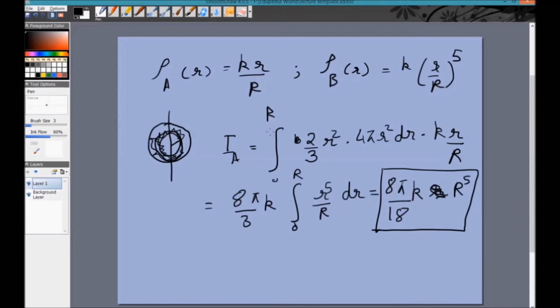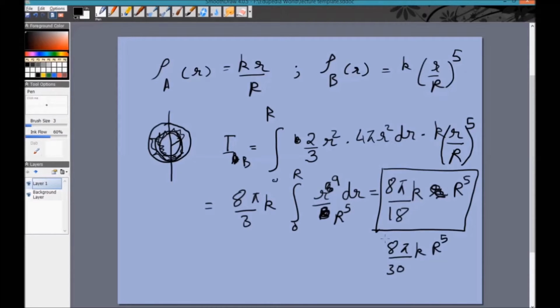Now for the second one, all that will be different. If I were to just change it right here, IB, this will be r by R to the power 5. That means instead of this being r to the power 5 by R, this will be r to the power 9 by R to the power 5. So r to the power 9 will give me r to the power 10 by 10, and r to the power 10 by R to the power 5 will be R to the power 5. So in this case it will be 8 pi by 30 k R to the power 5.